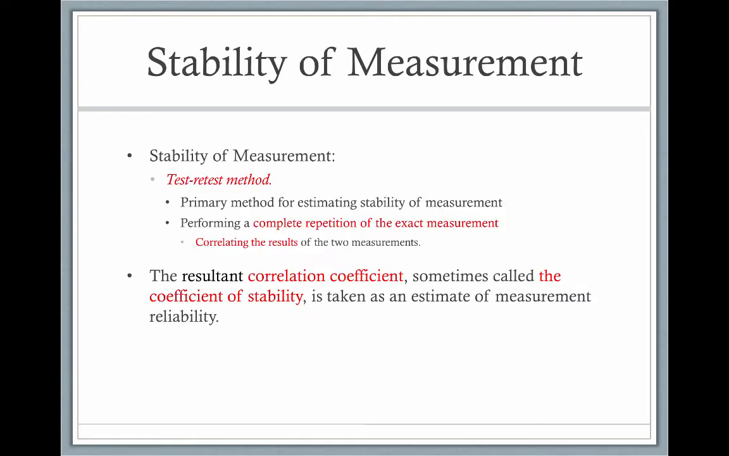The stability of measurement. Think of the test-retest method. The primary method for estimating the stability of measurement is performing a complete repetition of the exact measurement and then correlating the results of the two measurements. The resultant correlation coefficient is sometimes called the coefficient of stability. It is taken as an estimate of the measurement reliability, stability.